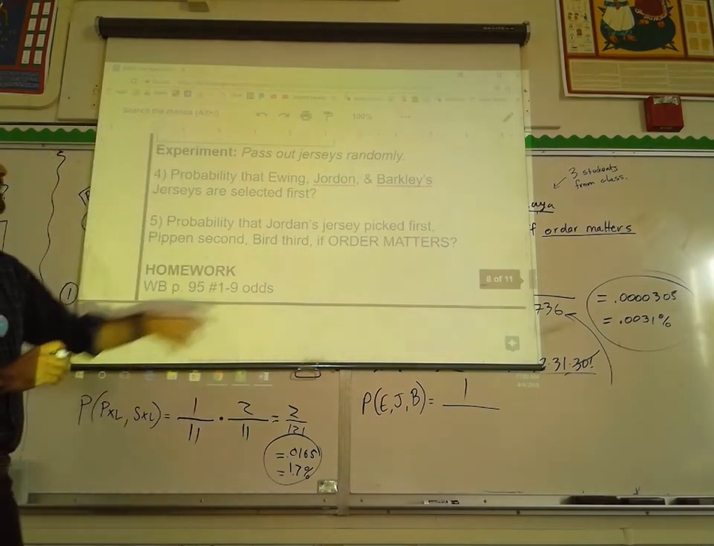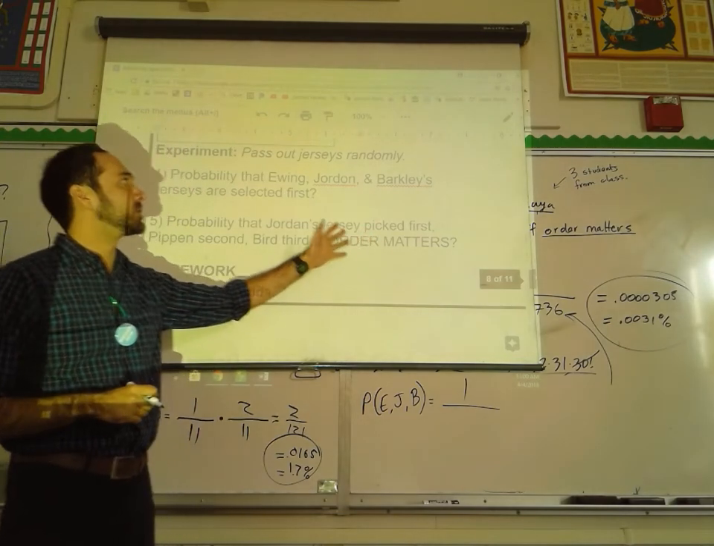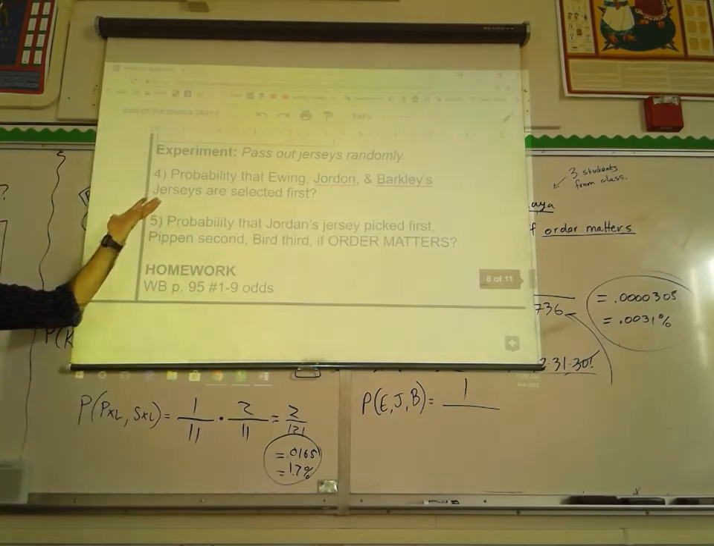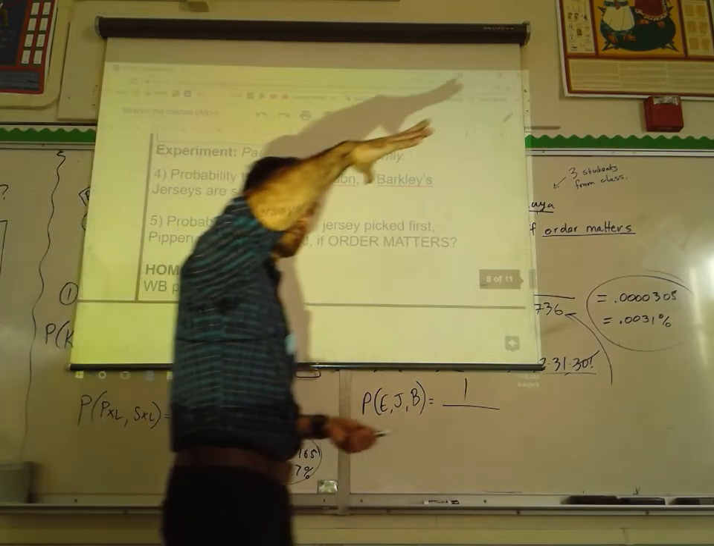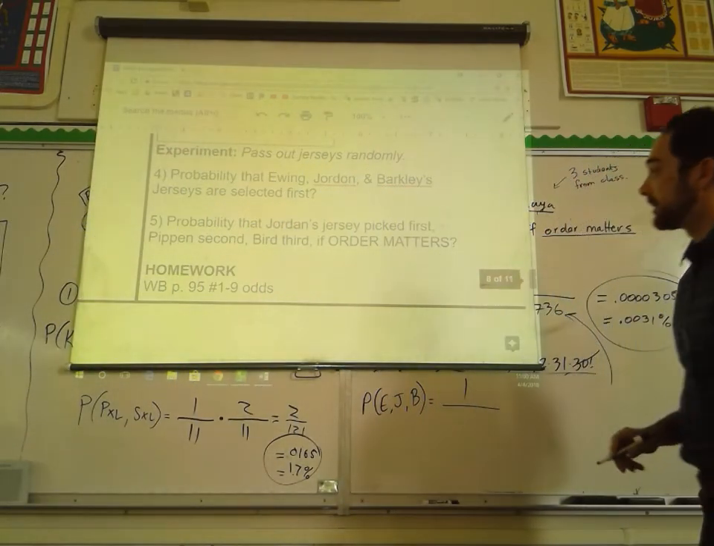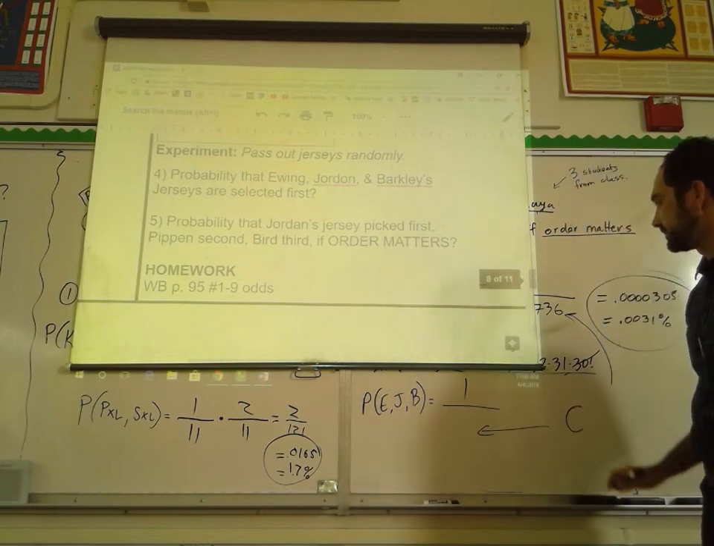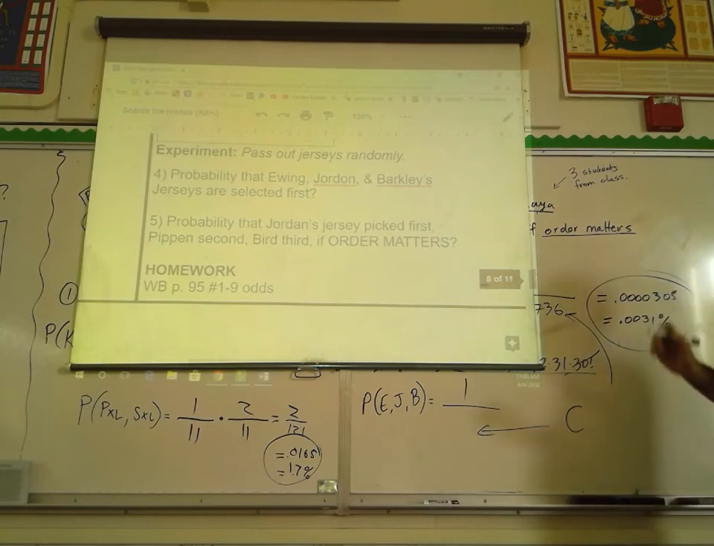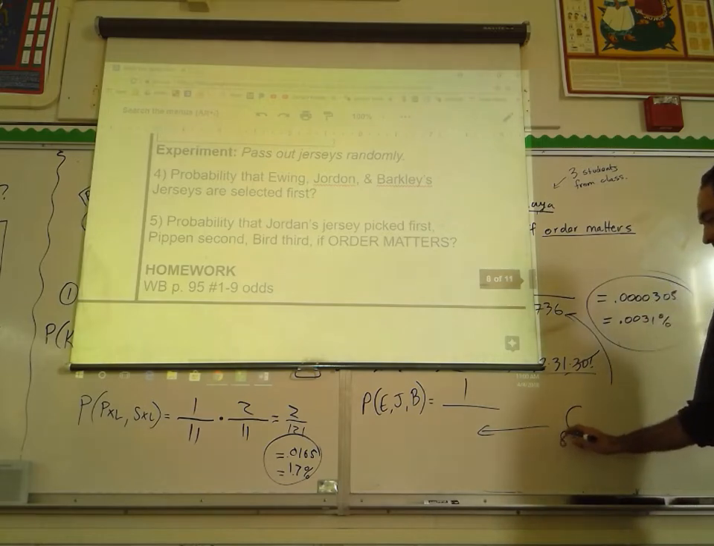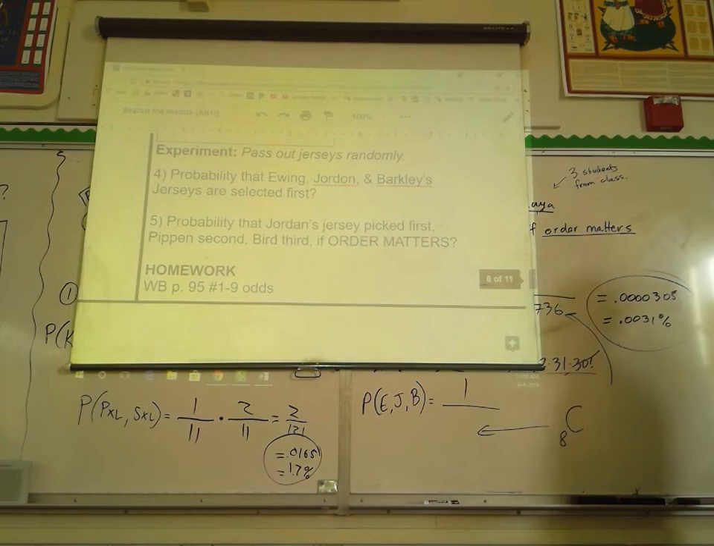All right, so if order matters for number 5, that's a permutation. Did the order matter here at all? No. I just want to grab 3 jerseys with my hand, pull out 3 jerseys, and hope that they're those 3 people. So this is where we bring in combination. How many people are on the team? 8. How many people am I trying to select? 3. So let's go ahead and do the combination. 8 factorial over 8 minus 3 factorial, 3 factorial.